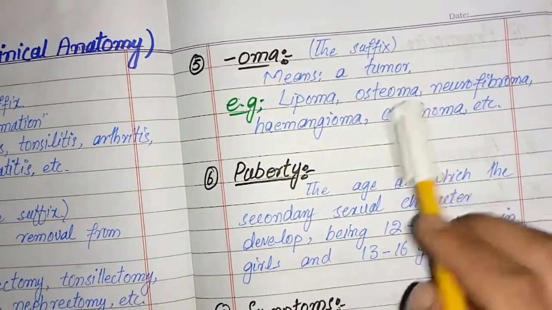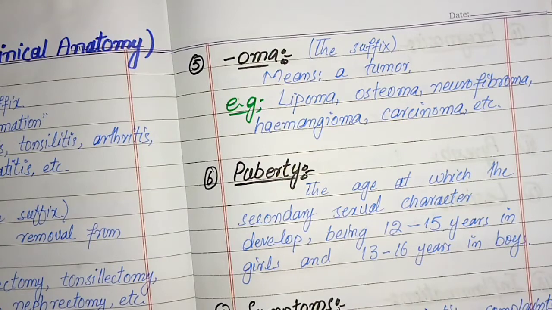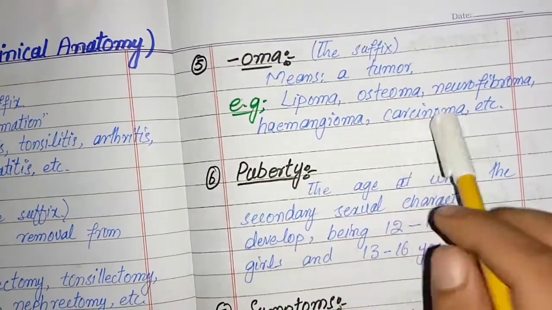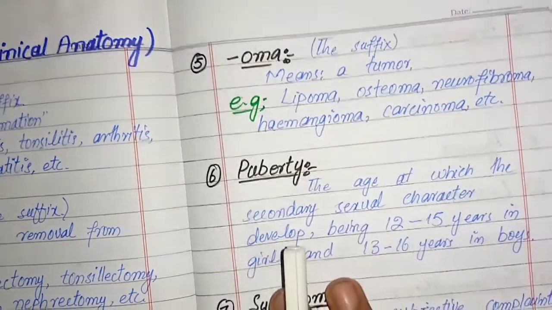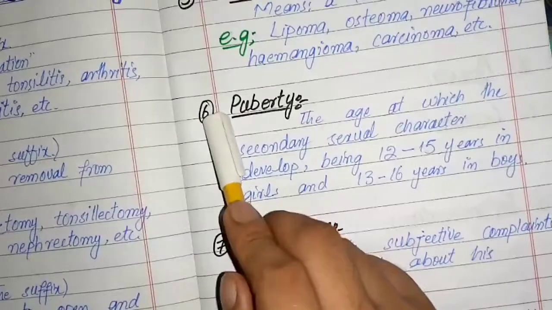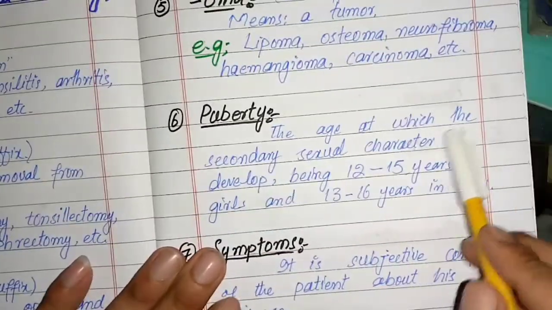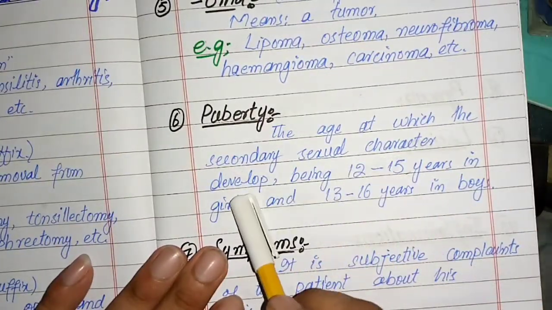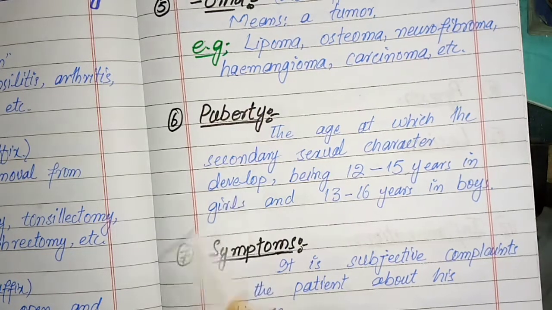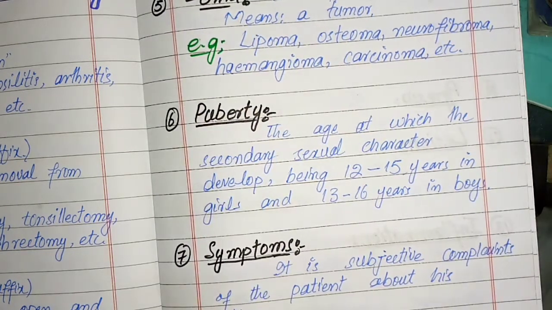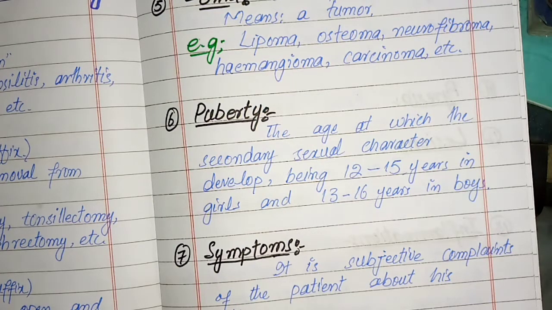We will discuss these things in detail in the pathology lecture, but for now just trust me that these are examples of this tumor and this suffix, right? And another term is puberty. Puberty is the age at which the secondary sexual characters develop, which means it is the age in which a boy or a girl starts to show secondary sexual characters in his or her body.